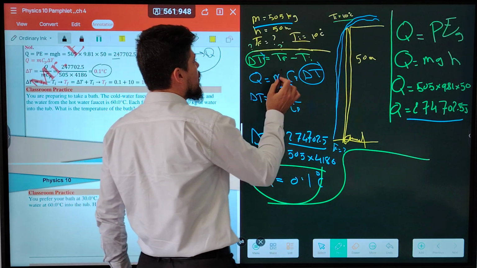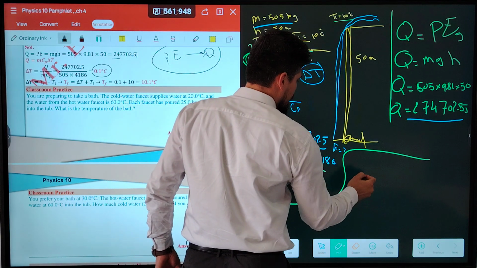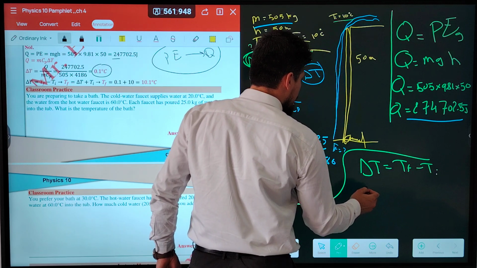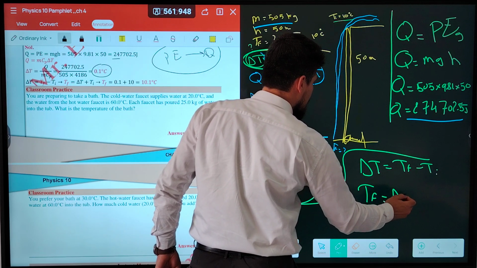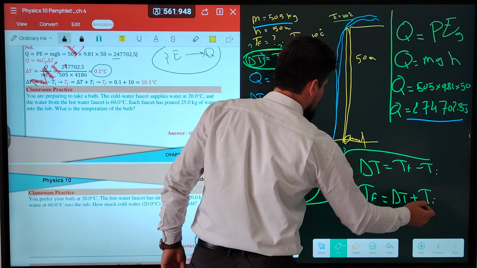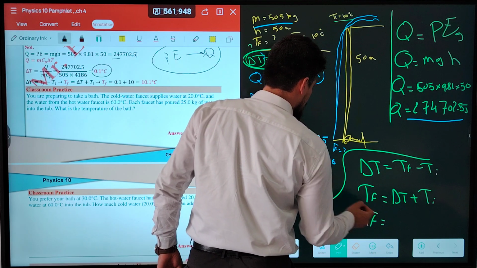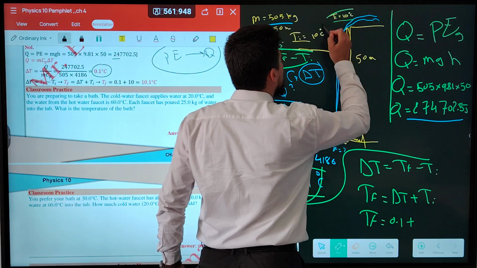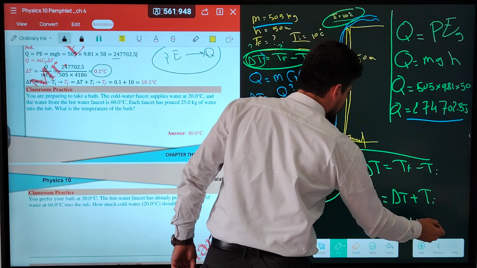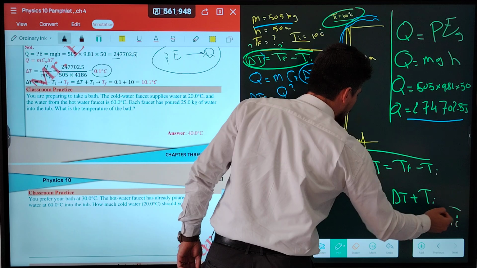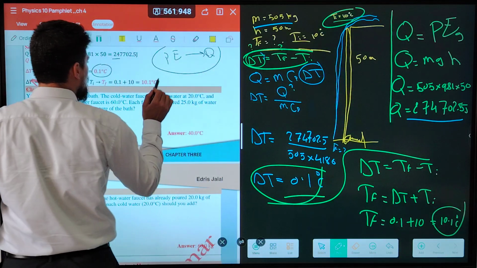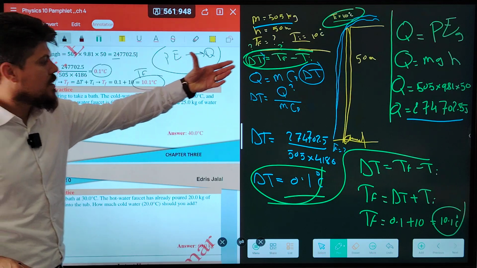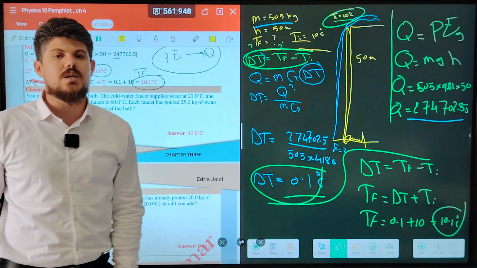This is delta T. Replace into this equation. Guys, look. Delta T is equal to what? T final minus T initial. T final is equal to what? Delta T plus T initial. T final is equal to delta T, which we didn't have but we found, 0.1, plus T initial 10 Celsius, which is equal to 10.1 Celsius. This is the final temperature whenever the water falls or reaches the bottom of the Niagara Falls.